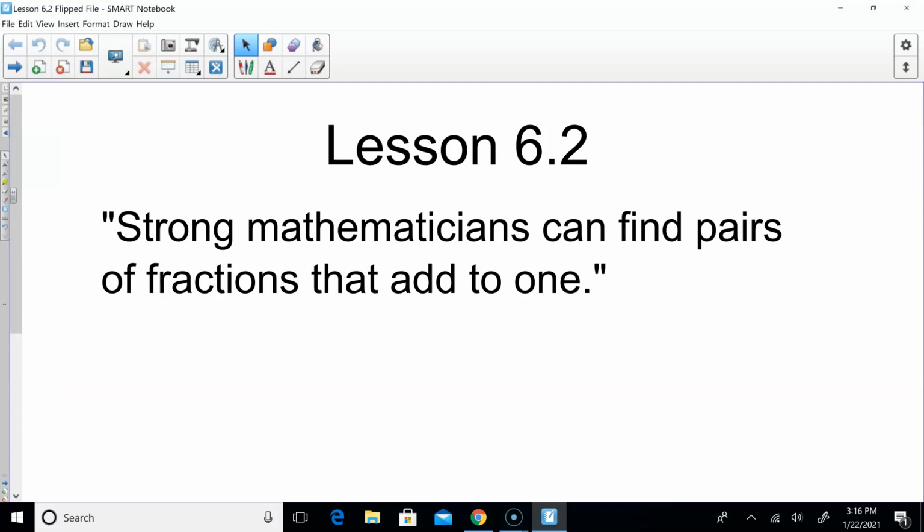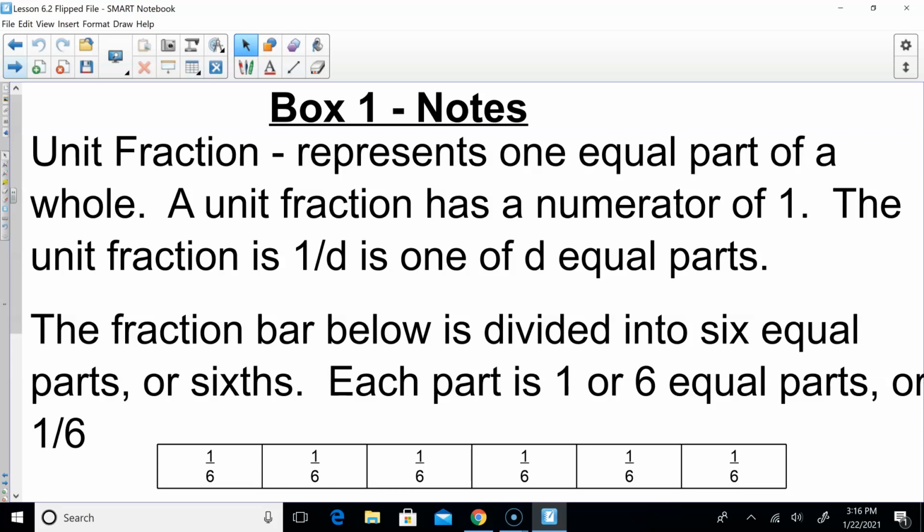Today, strong mathematicians can find pairs of fractions that add to 1. So take out your notebook and your pencil, write down today's date and the name of the lesson, and let's get started. After these box 1 notes, these are a review from yesterday.